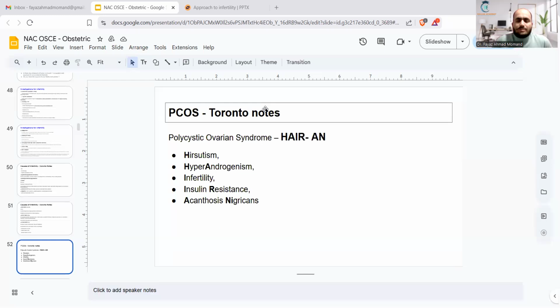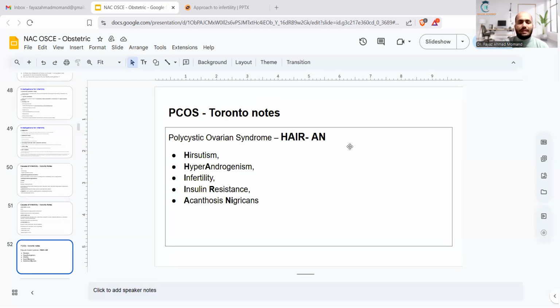Now, moving on to a common cause of infertility in women, it's polycystic ovarian syndrome or PCOS. So PCOS, you can remember it by this acronym here. H would stand for hirsutism, A would be androgen axis, I is infertility, R is resistance to insulin. AN is again acanthosis nigricans, which is darkening of the skin, especially in the neck or other regions of the body. These are some features of PCOS.